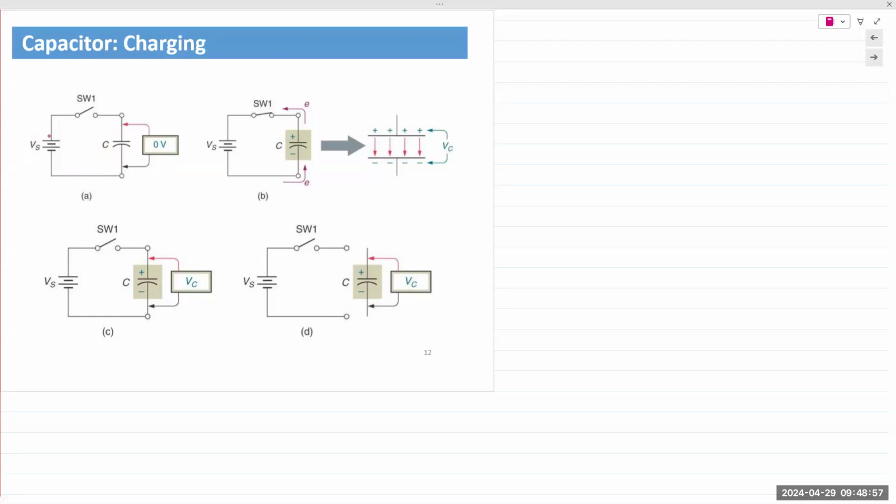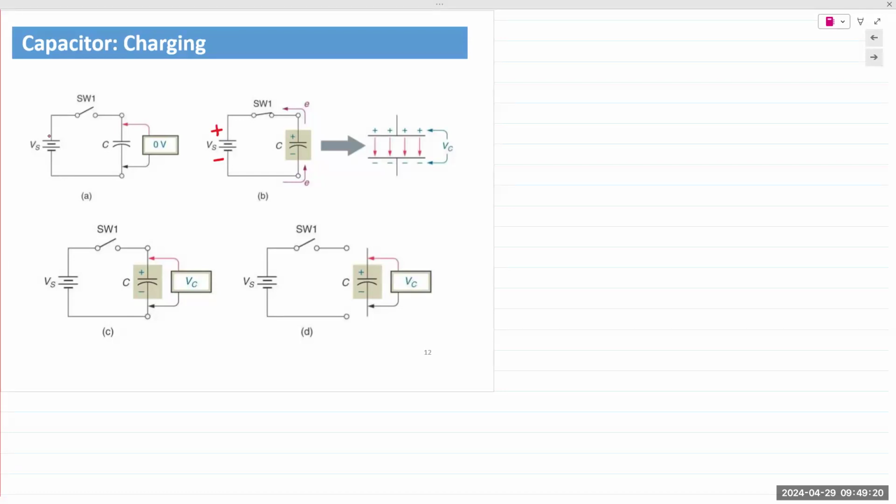Then at some point in time, the switch closes. Remember from chapter 1, switch opening and closing. So switch closes. As soon as the switch closes, the voltage source is connected to that capacitor. This voltage source has polarity plus at top, minus at the bottom. Opposites attract.